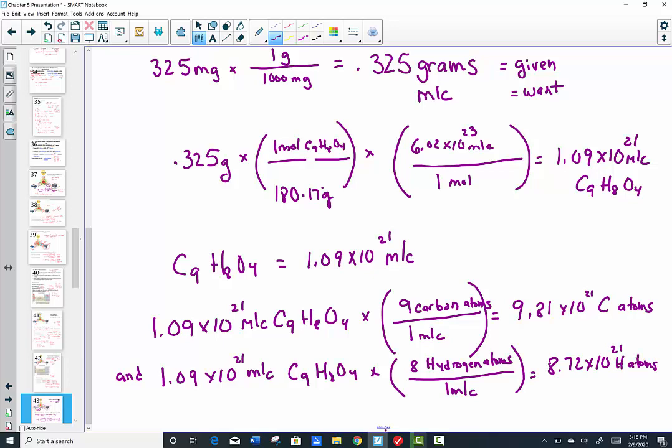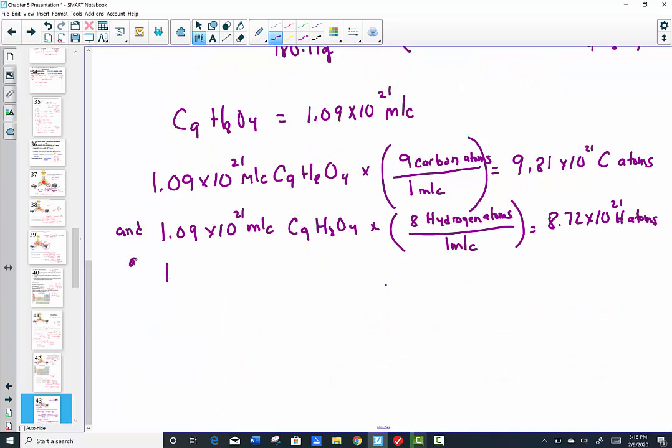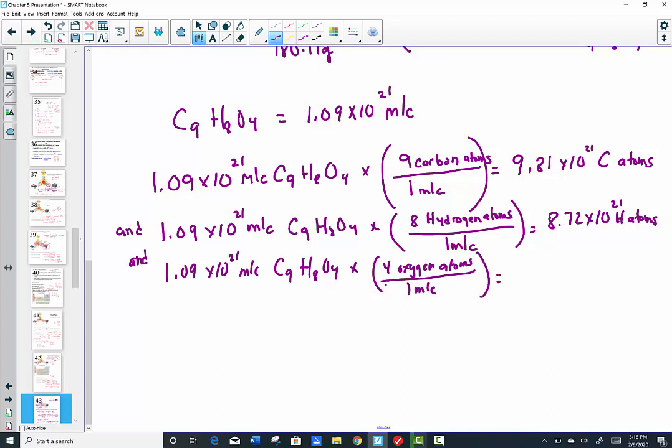And there's one more atom we could count. In this 1.09 times 10 to the 21st molecules of aspirin, there are 4 individual oxygen atoms in every 1 molecule. So counting the individual oxygens, 1.09 E21 times 4. And I've got 4.36 times 10 to the 21 oxygen atoms.